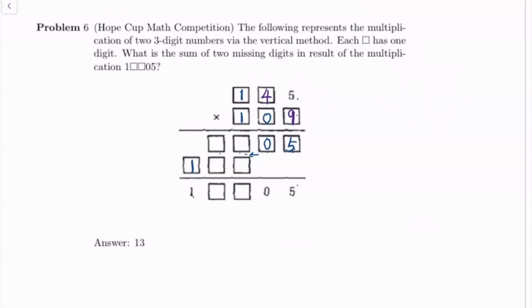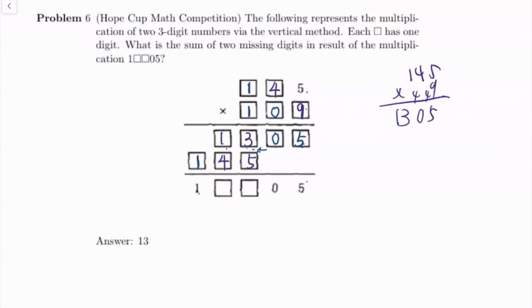So this will be 45, and then 145 times 9. 5 times 9 is 45, carry 4, 36, 0 to the 4, 1, 3. So this is 1, 3, 0, 5. If you just add together the two missing numbers, they will be 5 and 8. So this is the two missing numbers in the multiplication. So 5 plus 8 is 13.